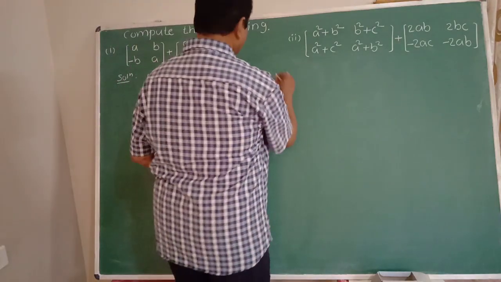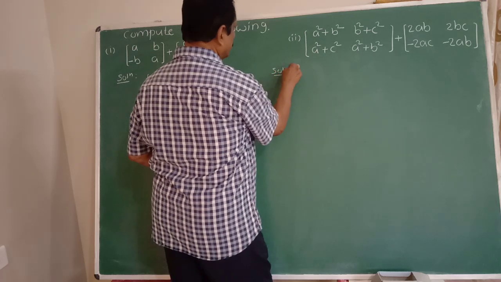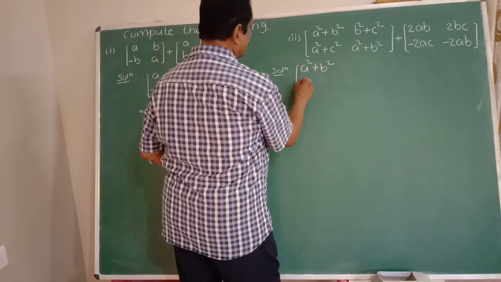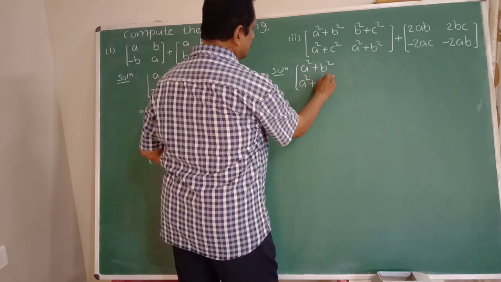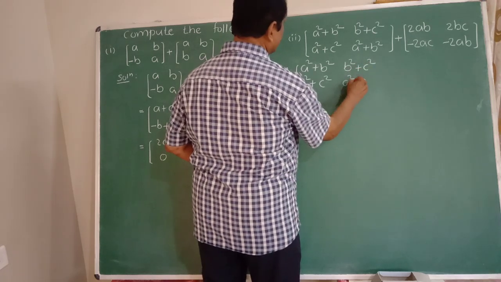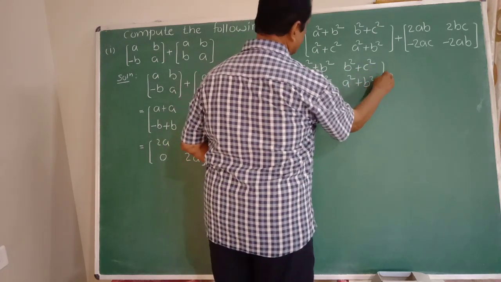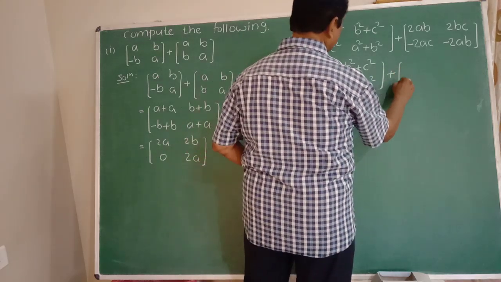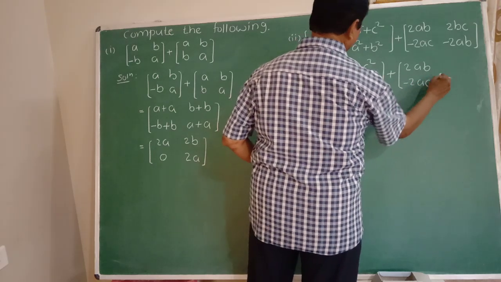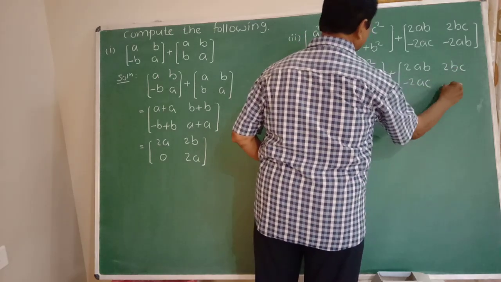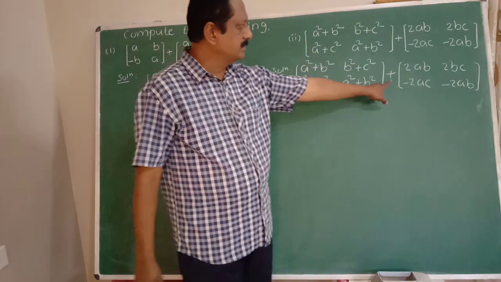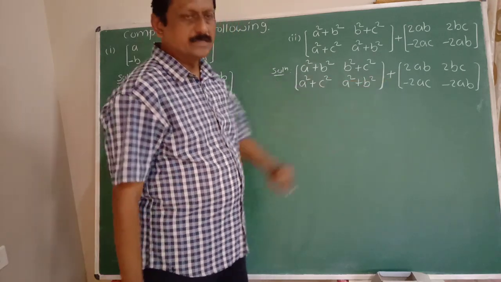And in this case, the matrix here: A square plus B square, A square plus C square, B square plus C square, A square plus B square, then plus 2AB, minus 2AC, 2BC, minus 2AB. Again, the plus sign is there, so we are adding the matrices. Add the corresponding elements here.